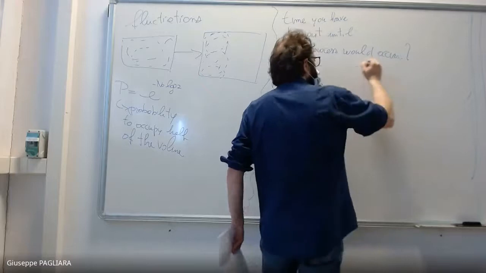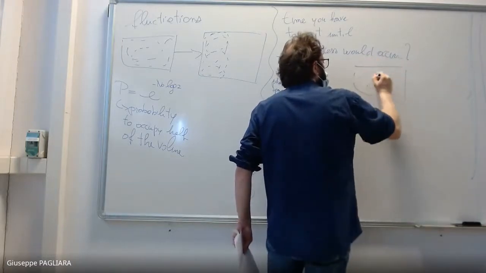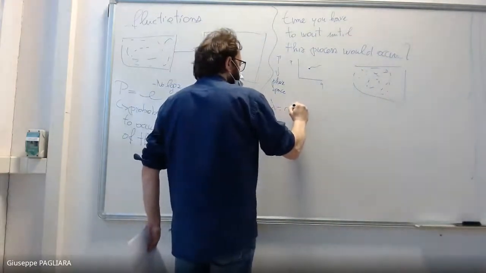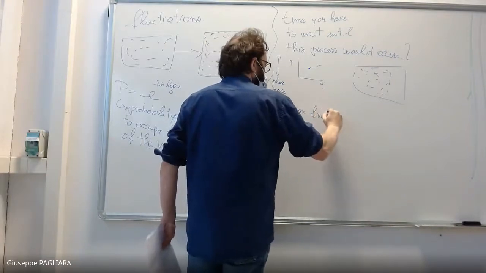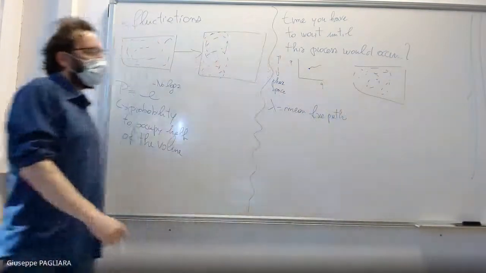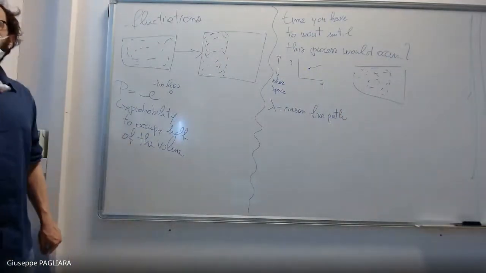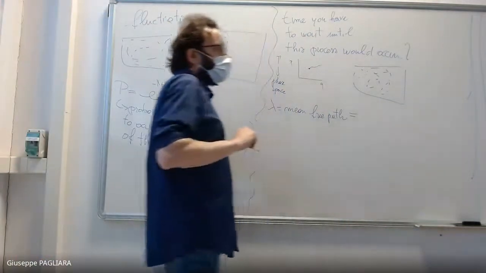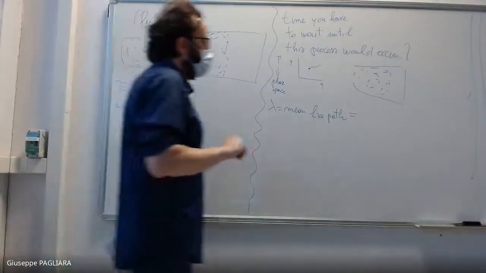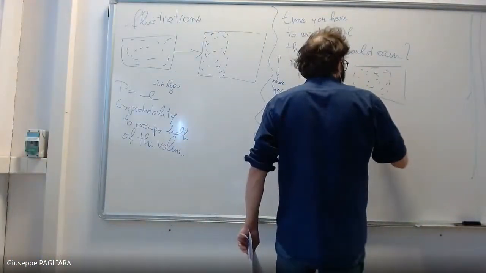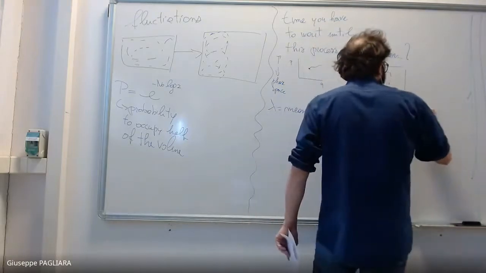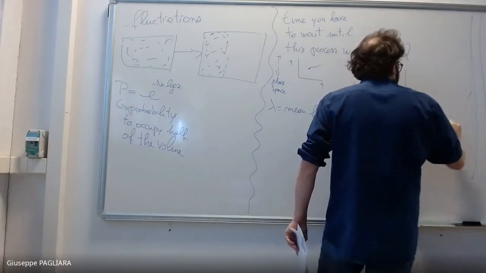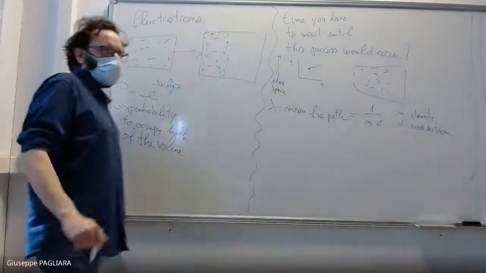Now, if you have a system with many particles that collide, there is a quantity that is called lambda, the mean-free path. What is the mean-free path? It is the path on average that a particle travels before colliding with another particle. And the mean-free path can be computed from a microscopic point of view by using this relation, 1 divided by n times sigma, where n is the density of the particles, whereas sigma is the cross-section associated with the scattering of particles.